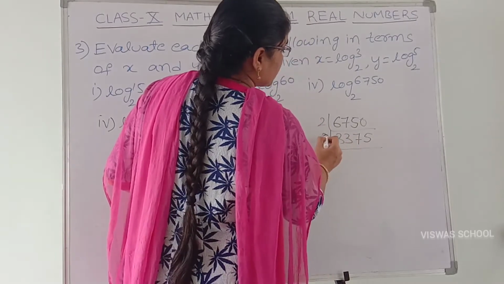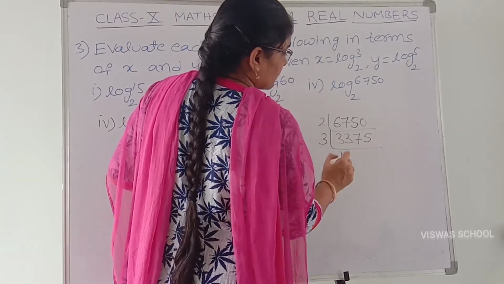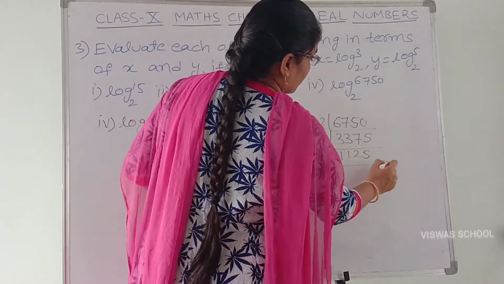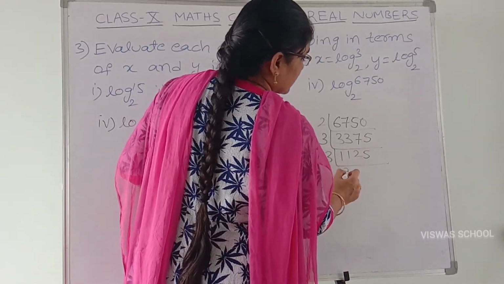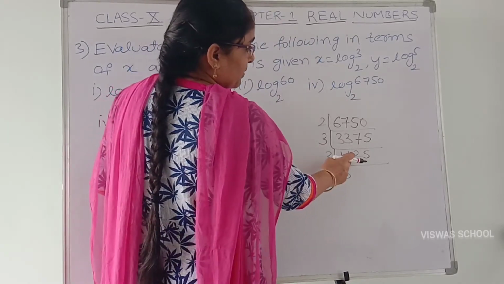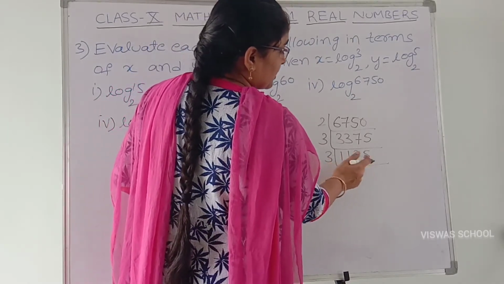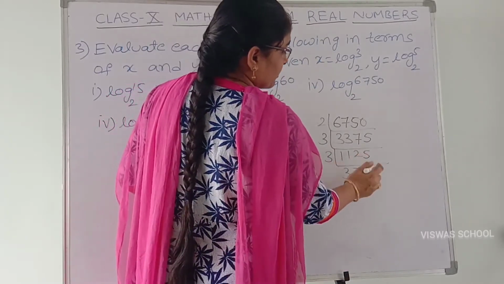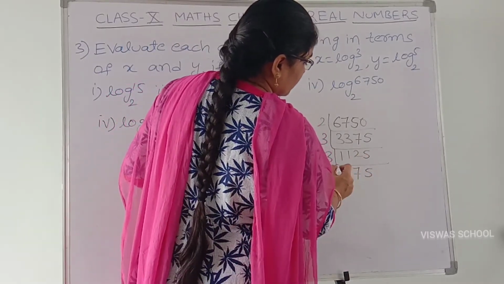Now next with 3. 3 1s are 3, 3 1s are 3, 3 2s are 6, 3 5s are 15. And next, 3 3s are what? 9. Here remaining is 2. That is here 3 7s are 21 and remaining is 1. That is 3 5s are 15.